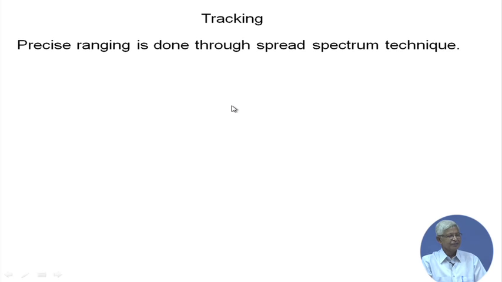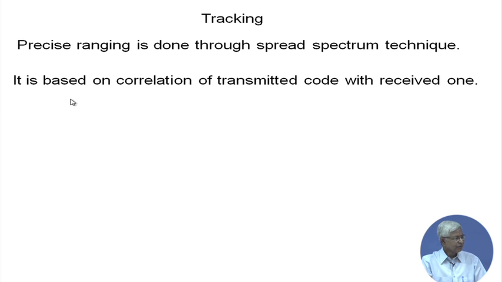So we have a tone which is actually a digital tone. It is based on correlation, that means we send a certain code, and the receiver, at the same place as the transmitter, knows the code. The transmitter sends the code, it goes to the satellite, it comes back, and then the received code is compared with the transmitted code, and from the delay in the code, in terms of how many bits it got delayed, you can find out the range.